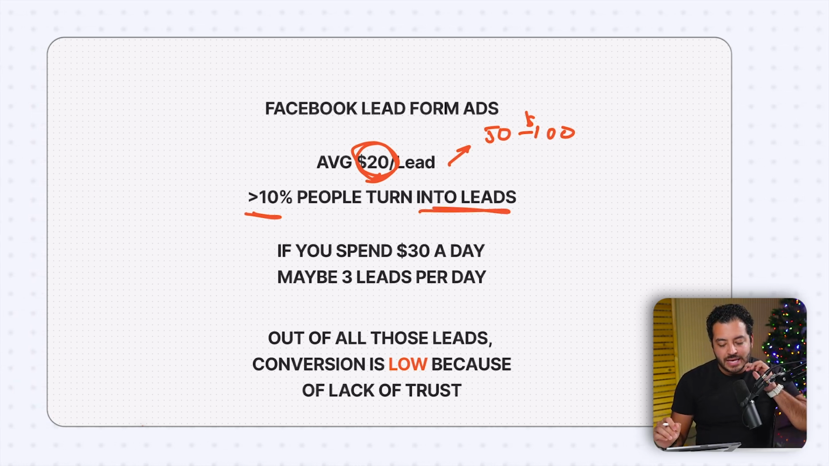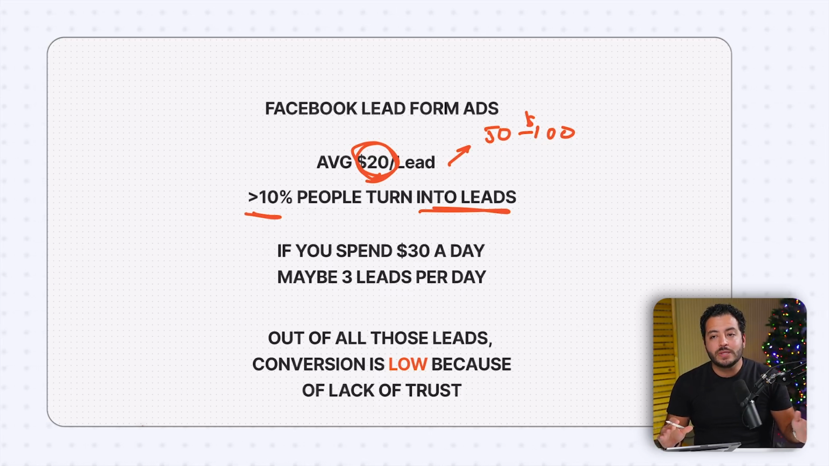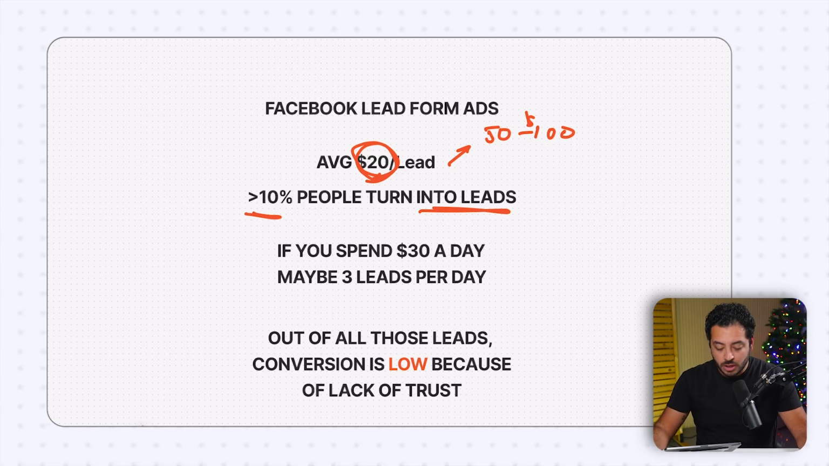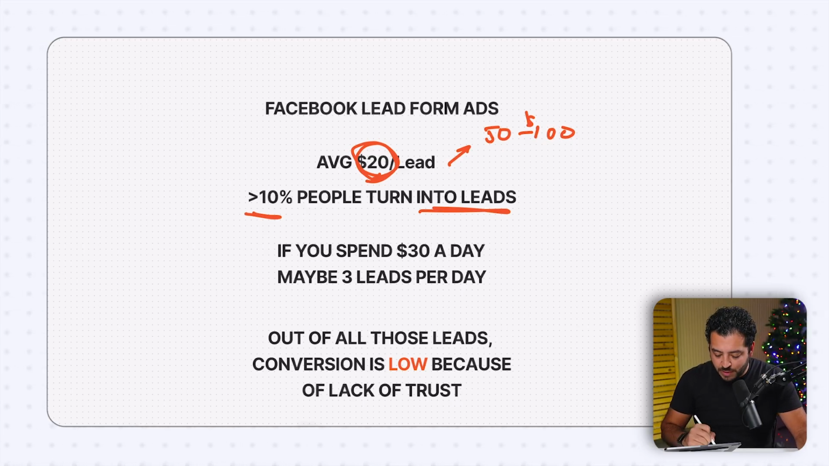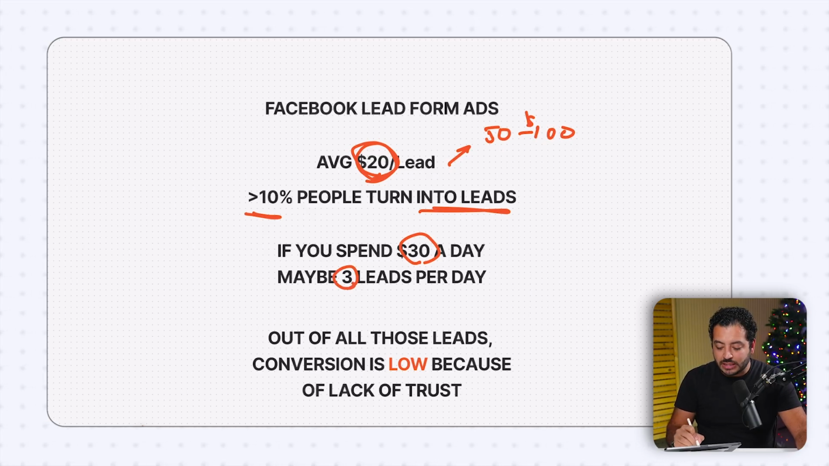What I mean by that is, let's say you have 100 people that see your ad, only about 10 or less of those people are actually going to become a lead, right? And the reason that's important is because if we're spending $30 a day, with that math, that's maybe 3 leads per day.